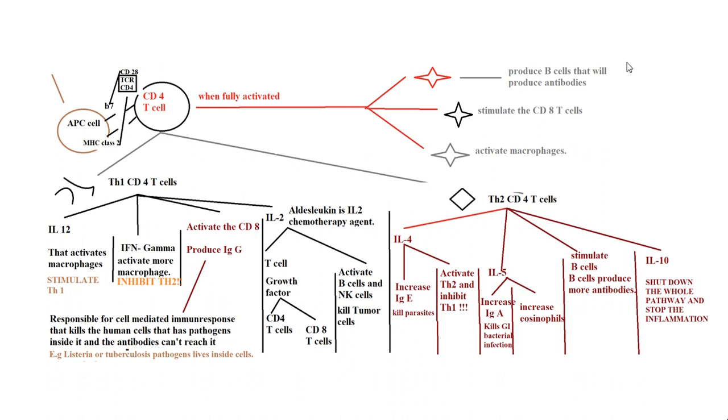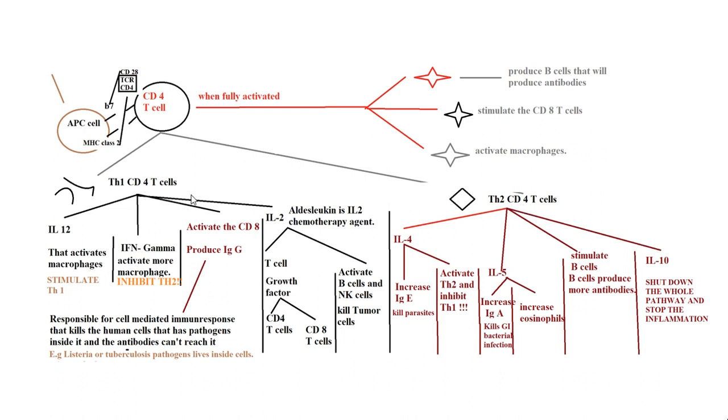So eventually this will happen over here. After all these reactions, production and activation of B cells will occur, stimulation of the CD8 T cells will occur, and the activation of the macrophage will occur. There are two different types of CD4 T cells. The first type is called the Th1 CD4 T cells, and the second one is called Th2 CD4 T cells.